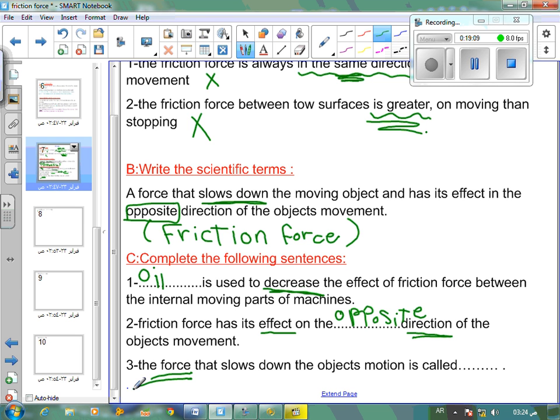Number three, the force that slows down the object's motion is called. What's the concept of this force that slows down the object's movement? It's called friction force. Excellent. Study this lesson well, primary 5, and thanks.